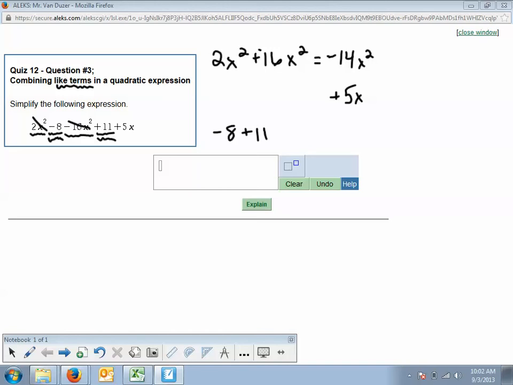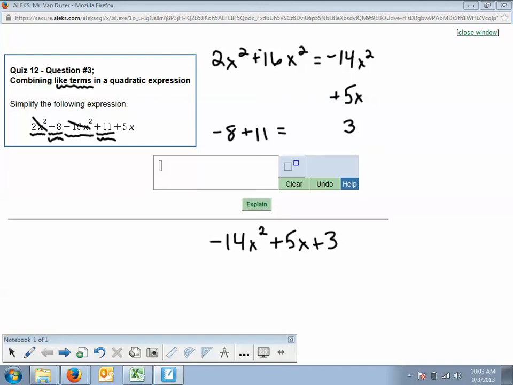When we take a negative 8 plus 11, we get a positive 3. So our constant term in the final expression is going to be a positive 3. When we put all of these together, we want to put our terms in descending order, meaning we take the highest degree term, which in this case is x squared, and go down from there. So our final answer is negative 14x squared plus 5x plus 3.